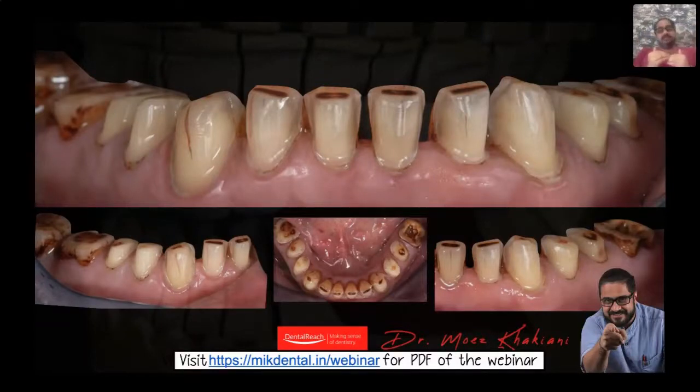Now, what will happen if I give this patient a full crown? Be rest assured, in the furcal area, there will be more recession. So what did I do? I chose to give this patient what is called an endo crown. Look at the middle picture now. Look at the occlusal surface of that molar.